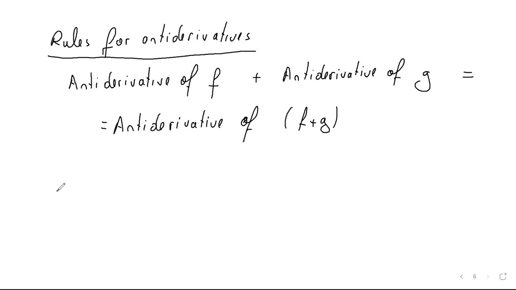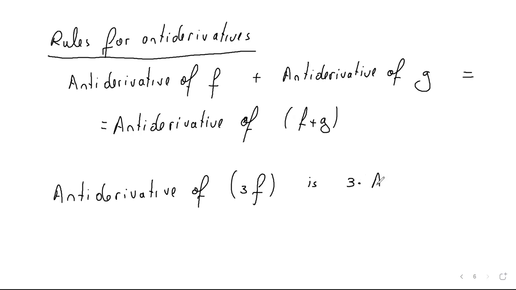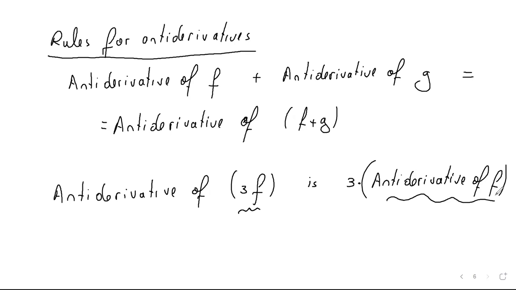Likewise, folks, the antiderivative, and I'm just going to write this quickly, as I don't have enough time to do some applications. The antiderivative of some constant times f, let's say 3f, is 3 times an antiderivative of f. So if you want to calculate an antiderivative of 3f, you calculate an antiderivative of f and multiply that by 3, and that's going to give you a good result.